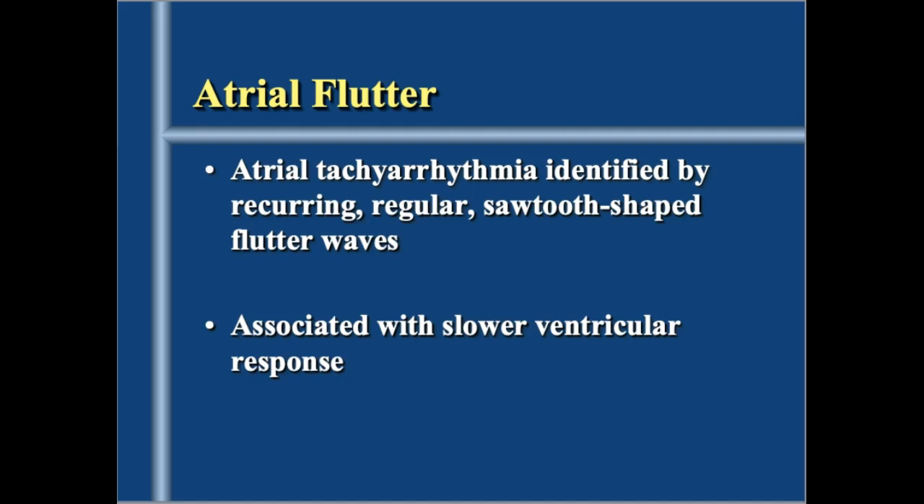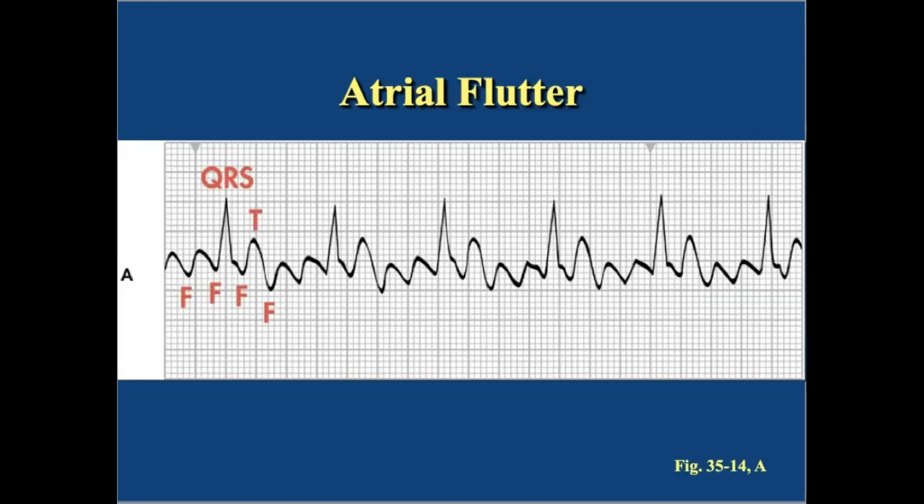Atrial flutter is another atrial tachyarrhythmia that occurs in the atria, obviously. This is characterized by sawtooth-shaped flutter waves instead of P waves. They're usually quite regular, these sawtooth-shaped flutter waves, and you have a slower ventricular response than you do with atrial fib. I think I've got a picture here. And here's our picture of atrial flutter. Basically, I think it's a 3-to-1 flutter here, because there's a flutter wave hidden in the T wave. So I think you've got a 3-to-1 flutter.